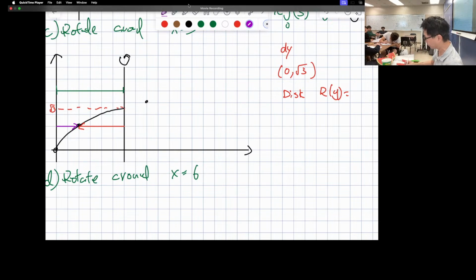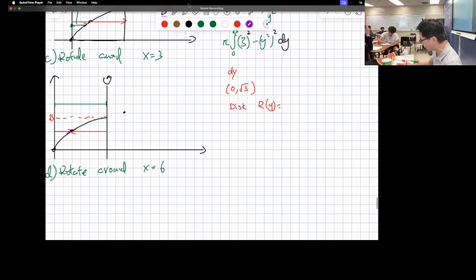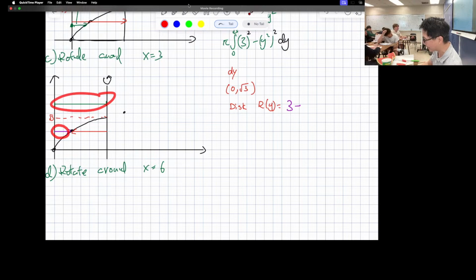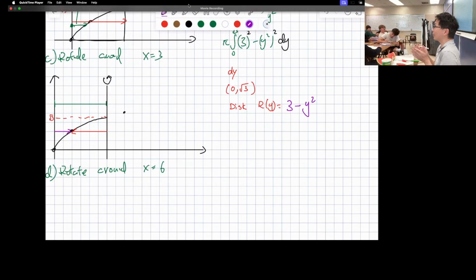So the r of y is equal to 3 minus, y. You take this, you subtract this, you get this. Does that make sense? For example, that's 3, the function's 1, you're going to get 2. 3 minus 1 equals 2. It's from here to here. So this is 3 minus a function. The function's y squared. It's not root x because you want to do it in terms of y. So you had to solve for y. Therefore, 3 minus root y squared.